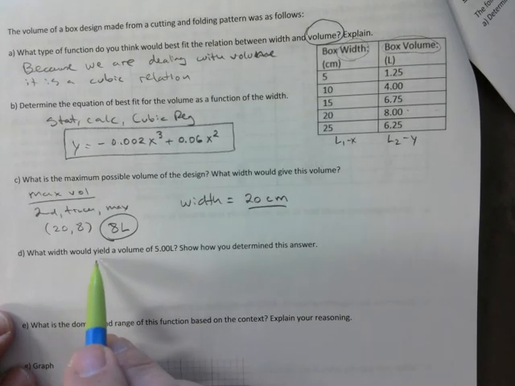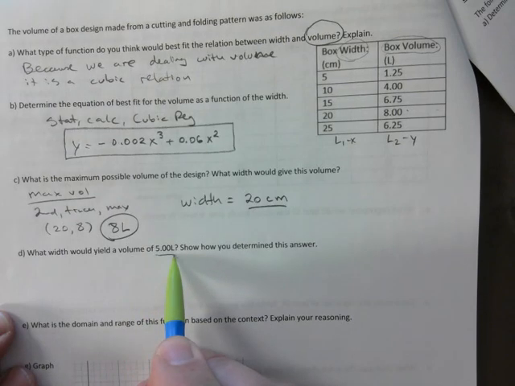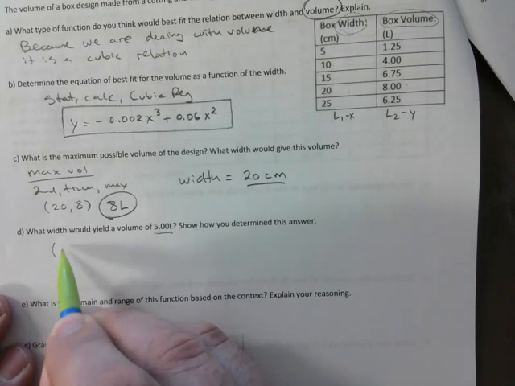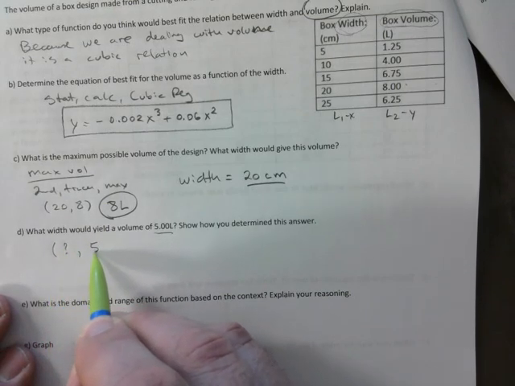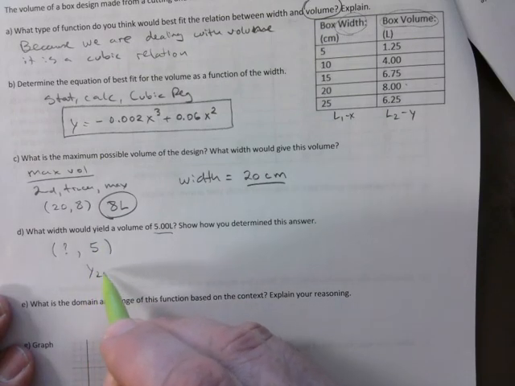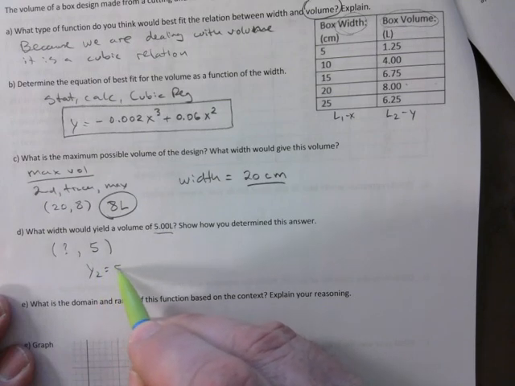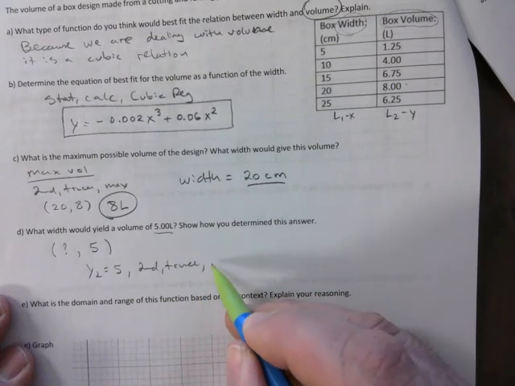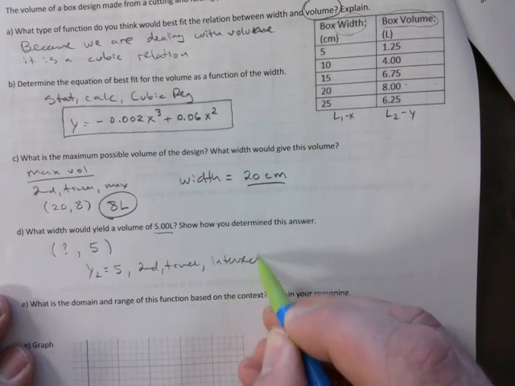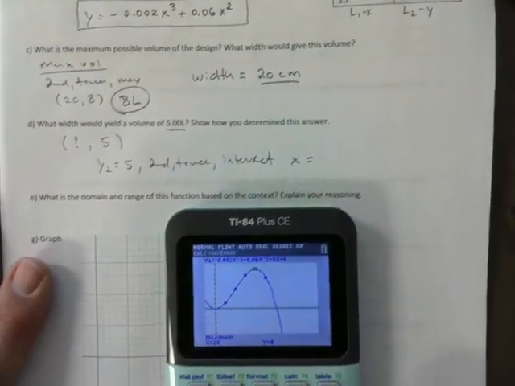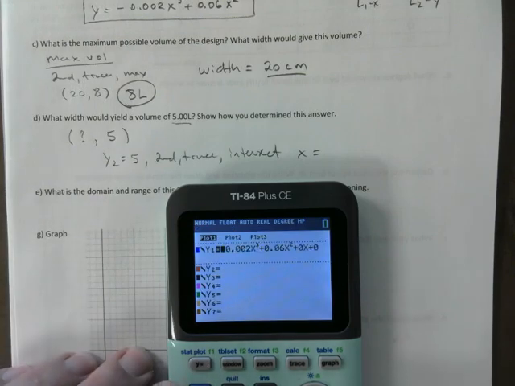Next, what width would yield a volume of 5 liters? Show how you determine this answer. They're asking for width, they're giving you the volume. Okay, that's basically what's happening here. So every time, you've got to set y2 equal to 5, second trace, intersect, and figure out what the x value is at that point. Okay. Y2 is 5.